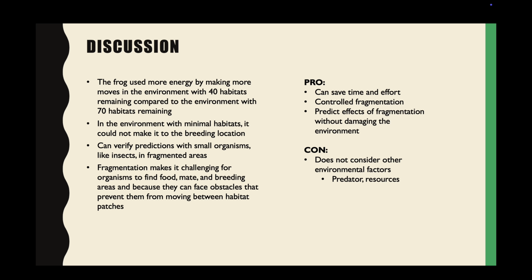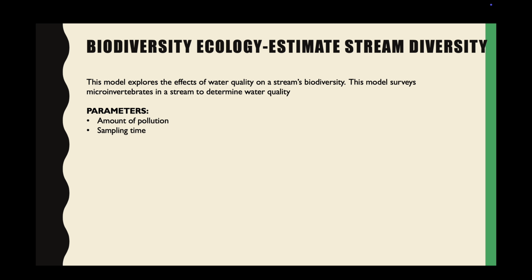and the frog with the habitat with 25 habitats, it didn't make it to its location. So it made it challenging for the frog to be able to go to its breeding area.